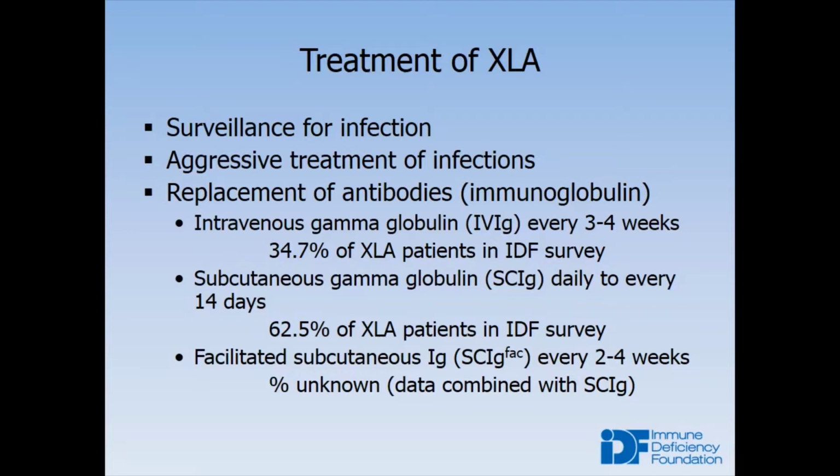Immunoglobulin replacement therapy is absolutely key. People need the antibodies that they're unable to make for themselves. So these days we have lots of options for immunoglobulin replacement. We do IVIG every 3 to 4 weeks, and in that survey that we've been quoting, about a third of patients are still getting IVIG. You can do subcutaneous gamma globulin from every day up to every 14 days, depending on what you want to do, and that was about 2/3 of the patients surveyed. And then there's what's called facilitated sub-Q, which is kind of a combination of IV, because it lasts a little bit longer, and sub-Q, because you're giving it subcutaneously, so it has bits and pieces of both.